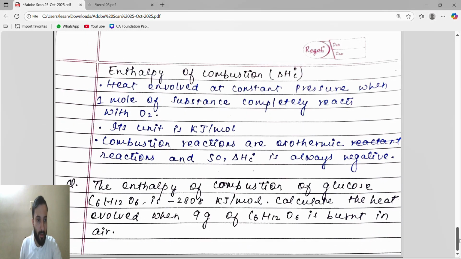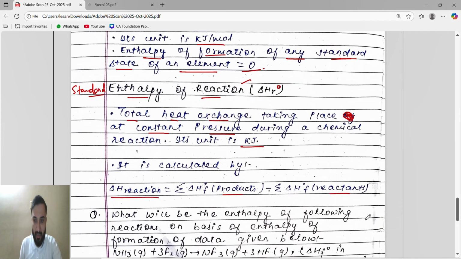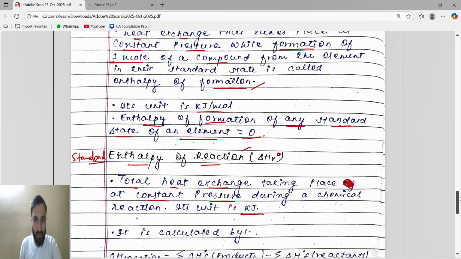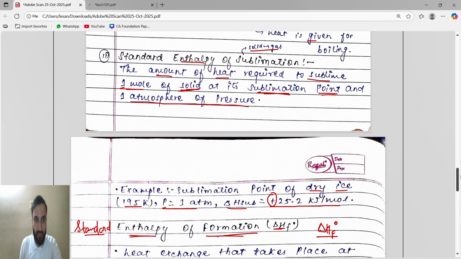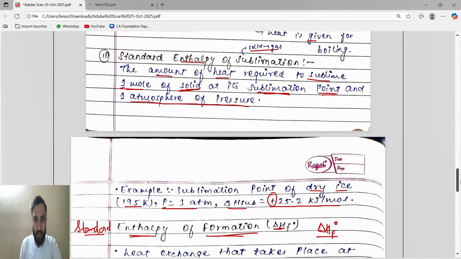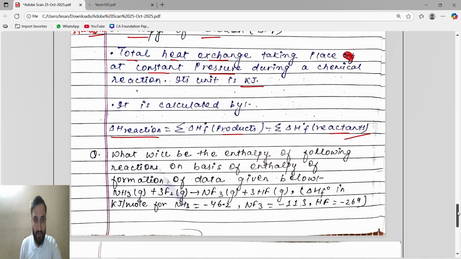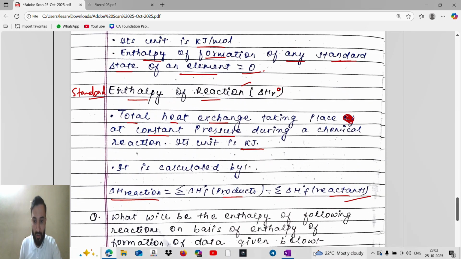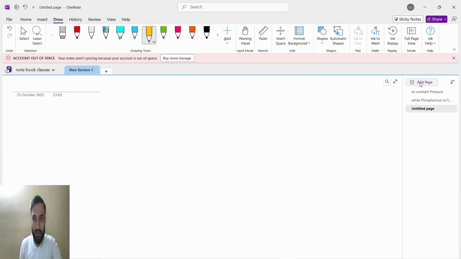Okay. Till here you have to write as it is, how I just explained. Then after this enthalpy of reaction, we'll solve the problem. Let's go.